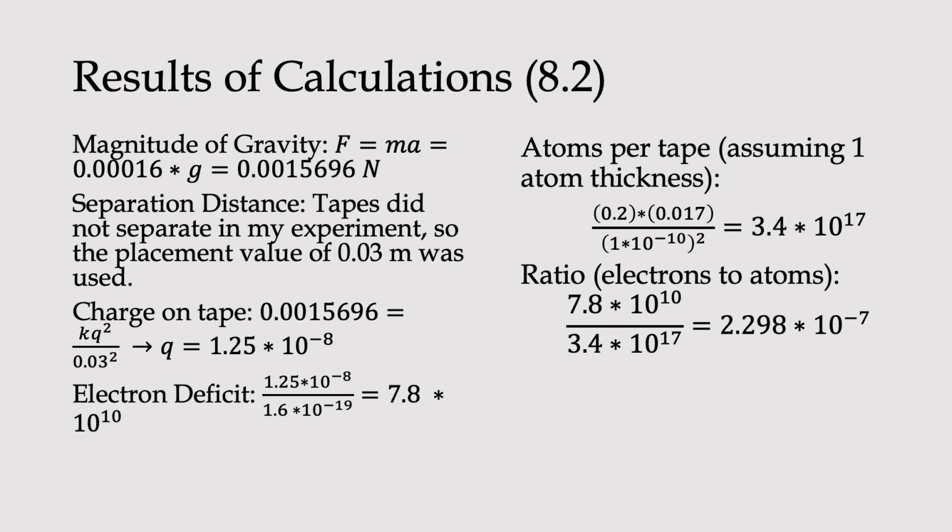And then atoms per tape, assuming a 1 atom thickness, was 3.4 times 10 to the 17 using this calculation. And then the ratio of electrons to atoms was 2.298 times 10 to the negative 7, or 1 over 2.298 times 10 to the 7, and that's electrons to atoms.